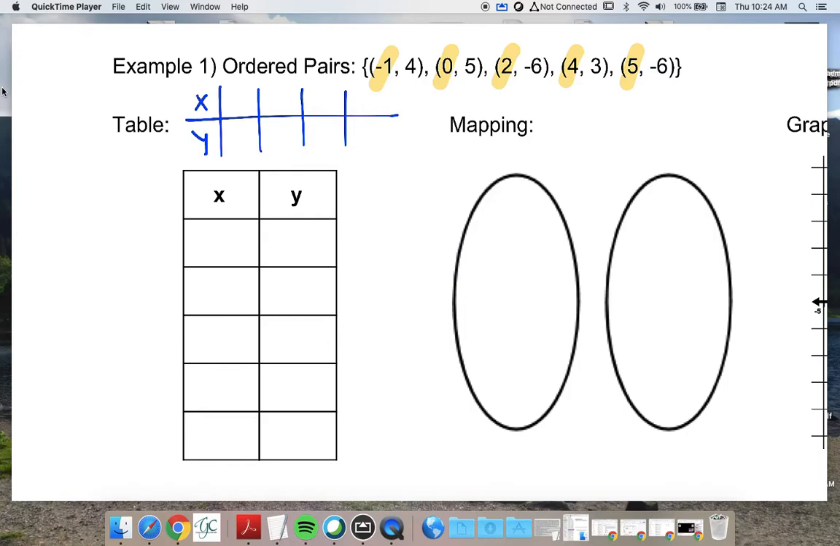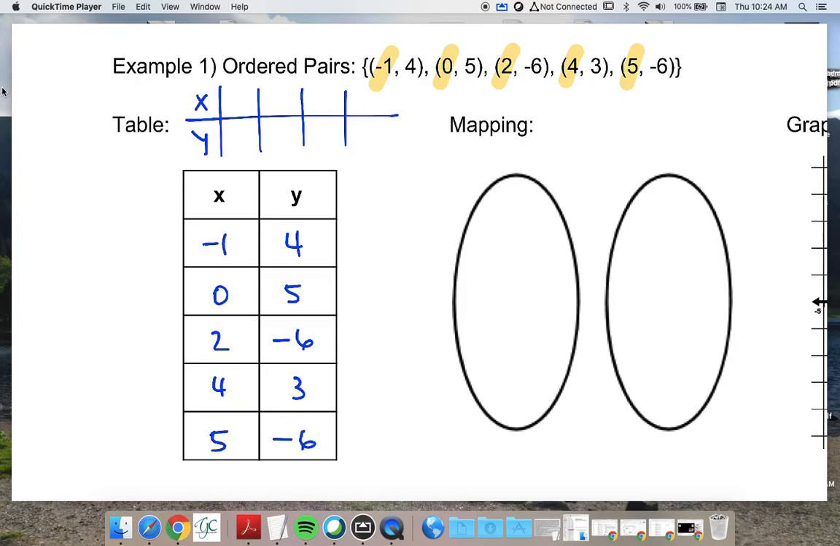So let's plug those ordered pairs into the table. We have the point -1, 4. Let me write the right number there. -1, 4. 0, 5. 2, -6. 4, 3. And 5, -6.